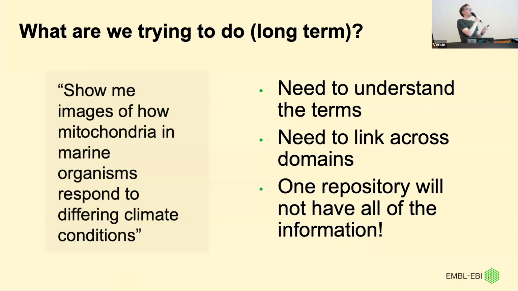And actually, one of the visiting speakers was giving examples of the kind of questions that we might ask. So suppose we want to provide the imaging component that will let us answer interesting questions about, for example, how mitochondria, mitochondrial shape, mitochondrial function, some of the things you only get from images, might respond to climate conditions.